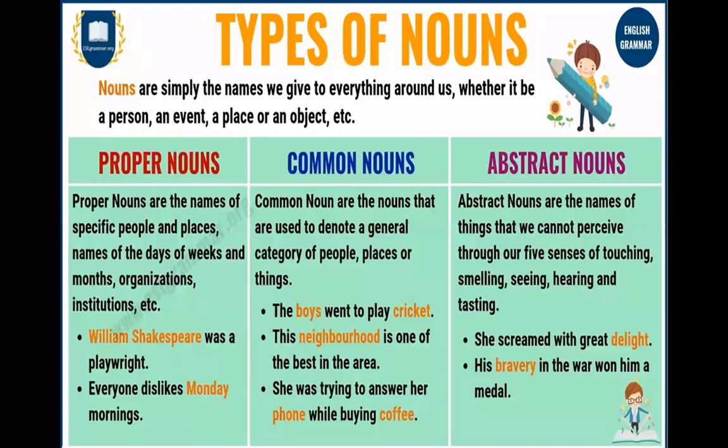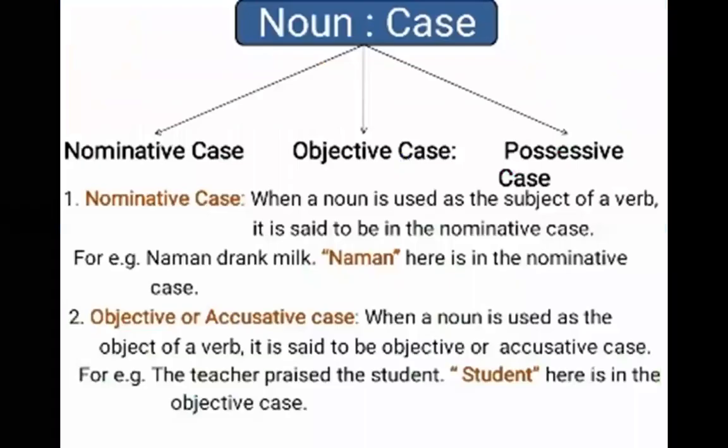Abstract nouns are the names of the things which you cannot perceive through the five senses, which we cannot touch, which we cannot see, which we can feel, we can assume, we can imagine, we can define. That is abstract noun. For example, child and childhood. Child is a common noun, but childhood is an abstract noun.